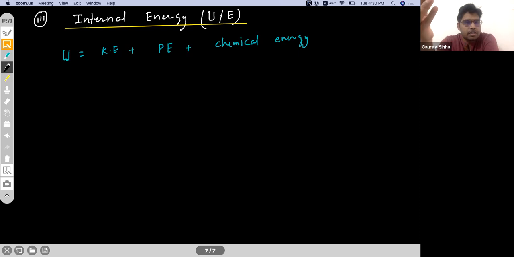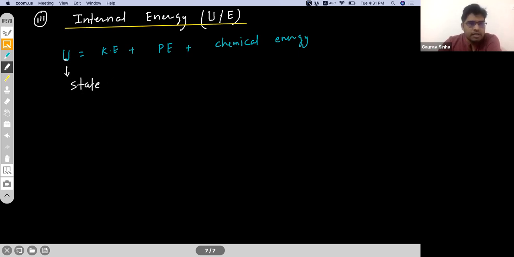Potential energy is because of the height, or we can say the position of the particles. Chemical energy is bond making, bond breaking, and all the nuclear reactions. So all kinds of reactions we can consider over here, everything whatever is possible. So this is the internal energy of the system. Internal energy is a state function.